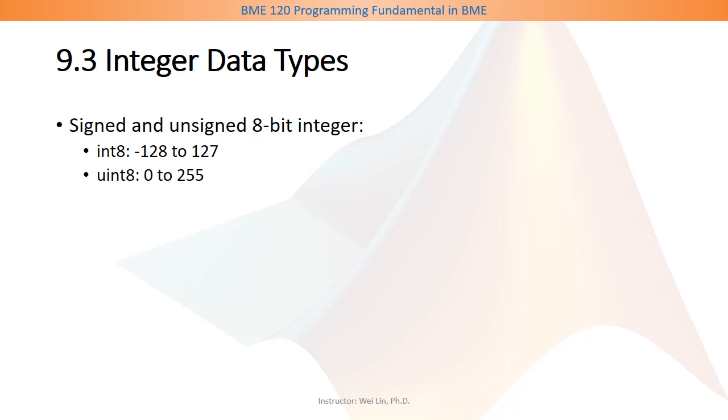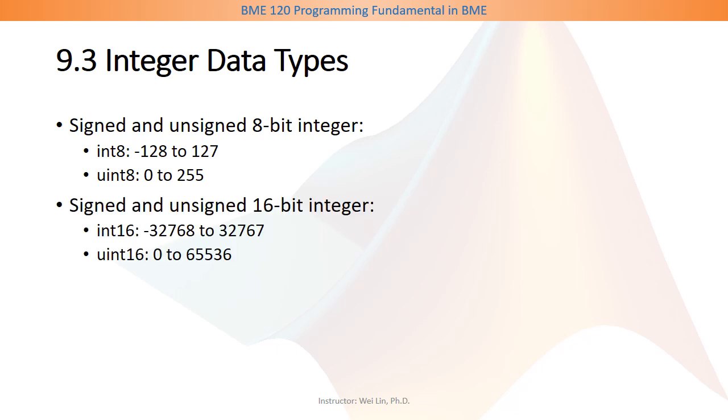For example, you can have signed and unsigned 8-bit integers. With 8-bit binary, you can have 256 values. So if it is a signed 8-bit integer, which means int8, the values will be from negative 128 to positive 127. If you use the 8 bits purely for positive values, it will start from 0 and go to 255.